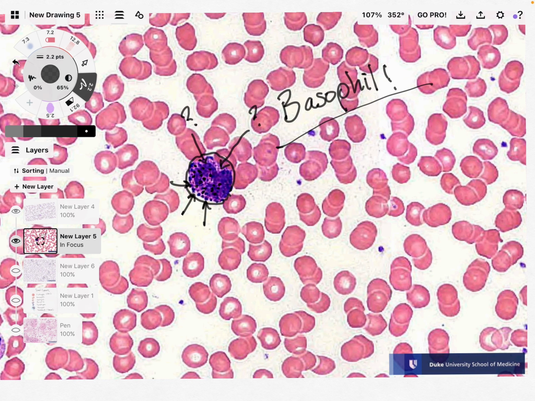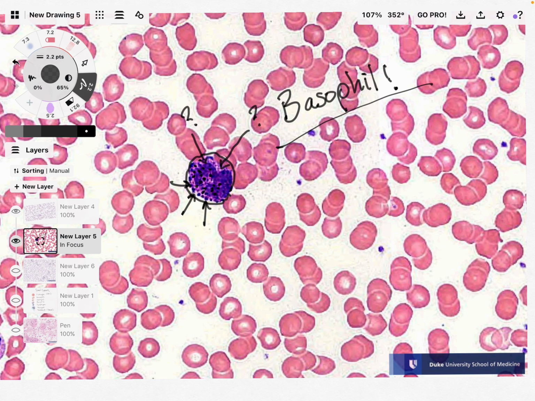So I chose this one. Actually, Duke University specifically has this as an option on their website, which I recommend looking at. That can be a challenging one because it could look like an eosinophil. You might confuse it for an eosinophil. So this is a good one to definitely look at.